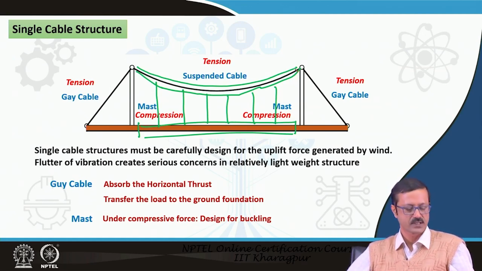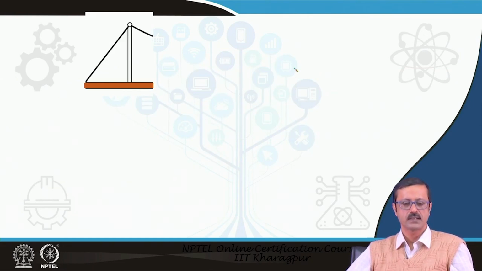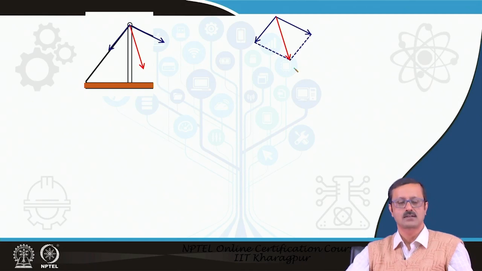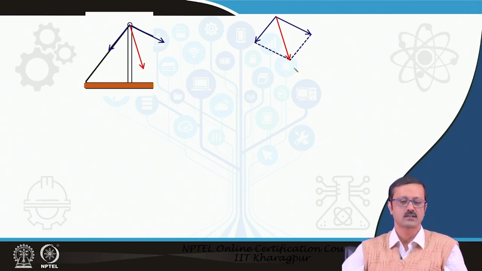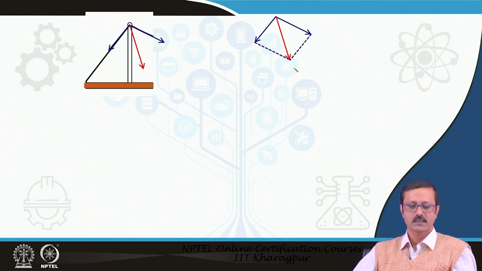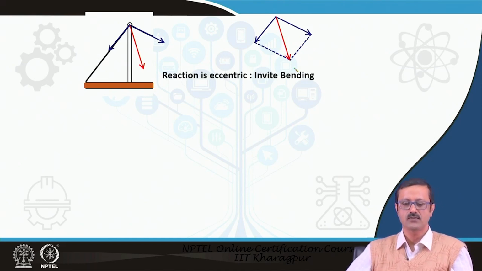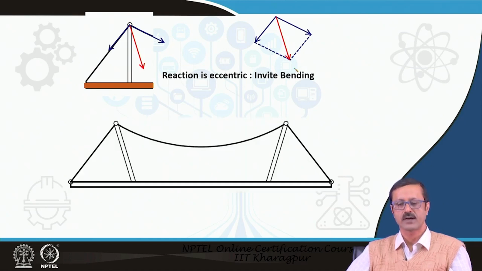The mast is under a compressive force, designed for buckling and all those, as you know, it is a column member. Now here you see the guy cable. If I put this particular mast perpendicular, then in the guy cable and the suspension cable the forces will be typically in these two directions. So the resultant will be like this red arrow. This red arrow, with respect to the mast, will invite bending, because it is not along the axis of the mast. So definitely it is eccentric, and it will invite some kind of bending.